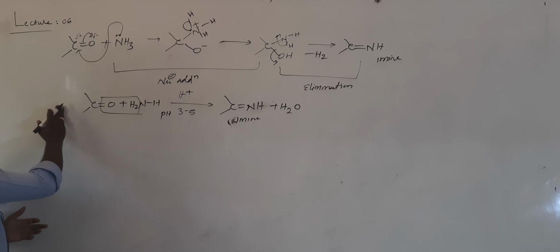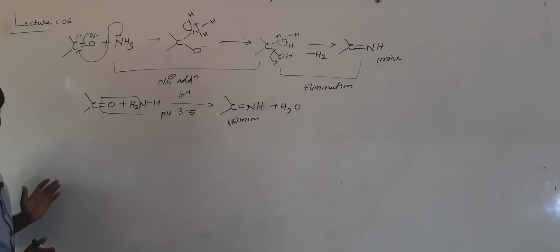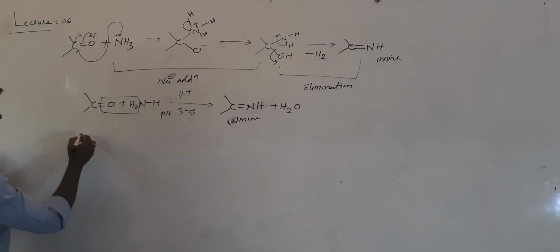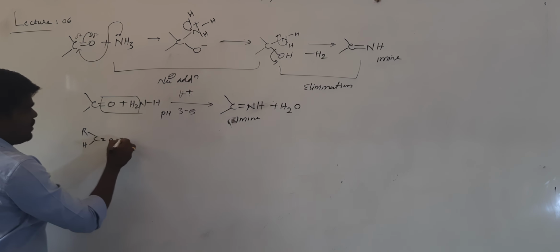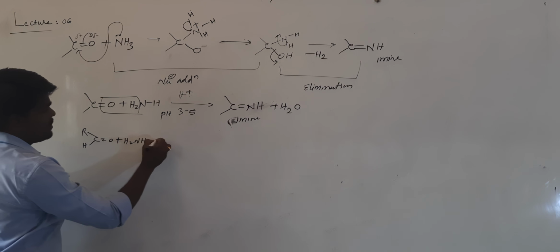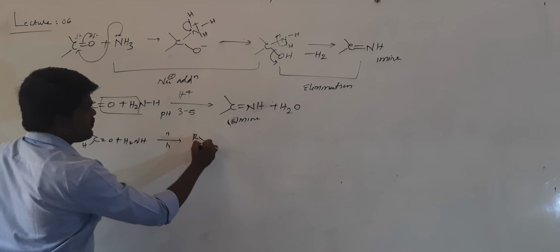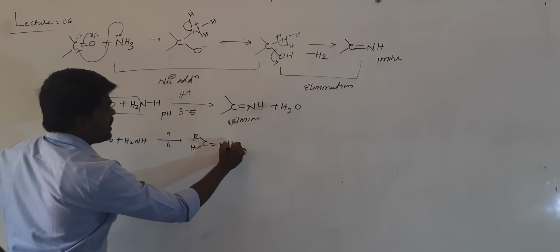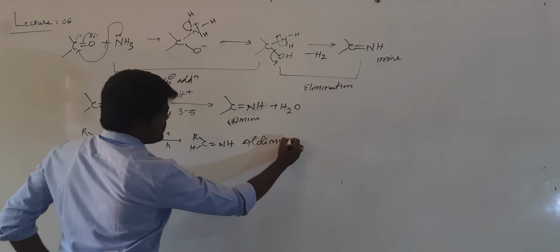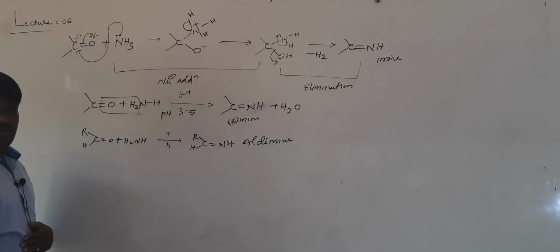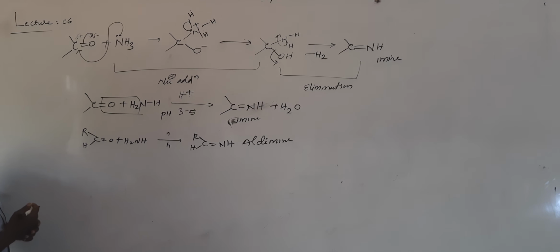Suppose if you take an aldehyde, this is aldimine. If you take a ketone, this is ketimine. Suppose I take R, C double bond H, C double bond O, with NH2H, it will become aldimine. If you take a ketone, it will be called ketimine. This is the first reaction.